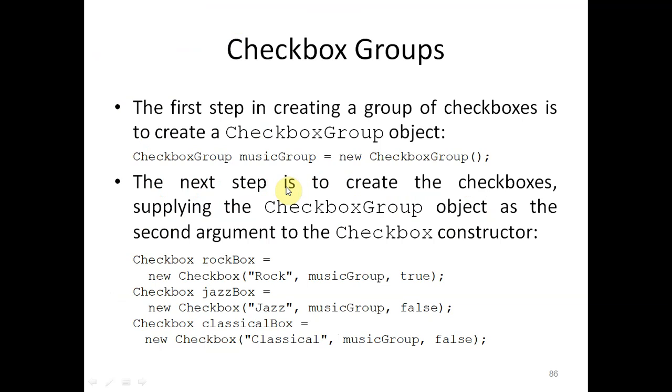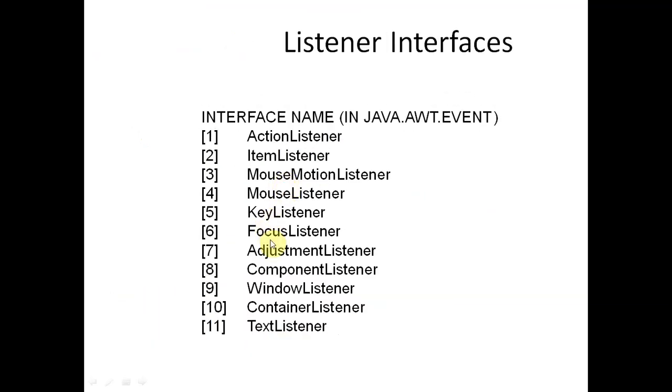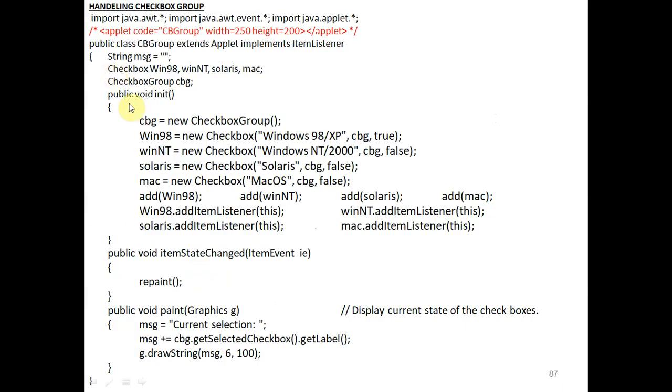I have already given you the list of different listeners. Mouse listener is related to the mouse, item listener is related to the checkbox, action listener is related to the button, and key listener is related to the text box, text field and text area, and focus listener can also be used for text boxes. Adjustment listener is used for the scroll bar. So basically this item listener will be used for the checkbox event.